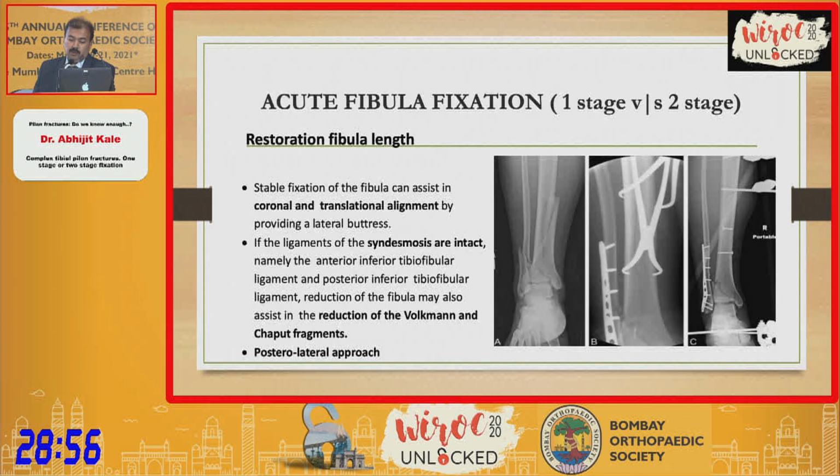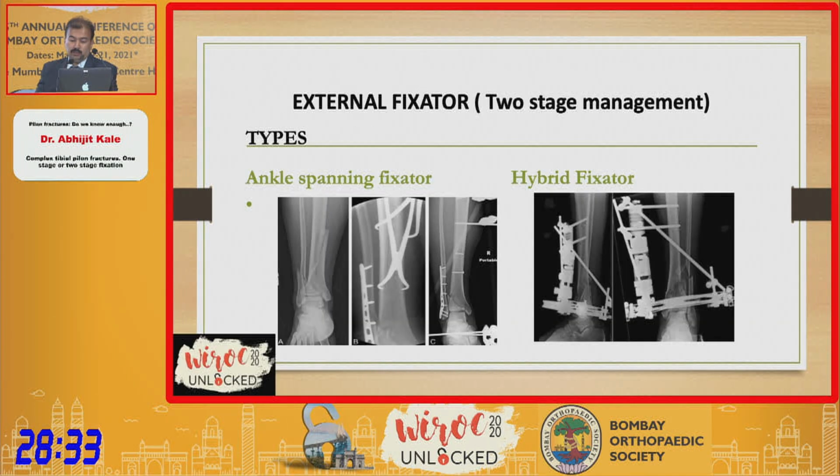The role of fibula fixation has already been talked about. When one fixes the fibula first, one achieves length and thereby corrects the coronal and translational alignment. If the syndesmosis is intact, it also helps in reducing the articular fragment. The approach of choice for fixing the fibula fracture remains the posterolateral approach. Now, the external fixator used in two-stage management can either be an ankle-spanning external fixator or a hybrid fixator.